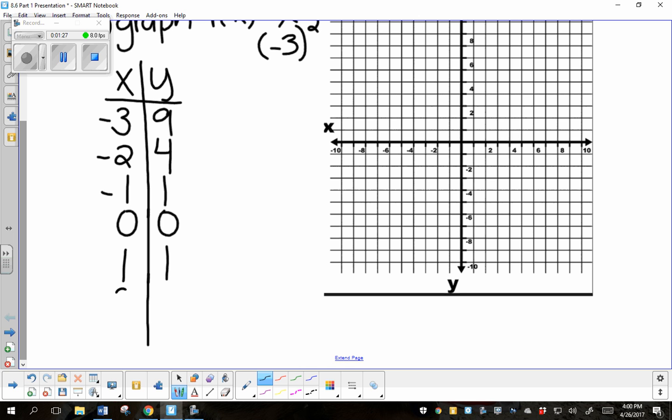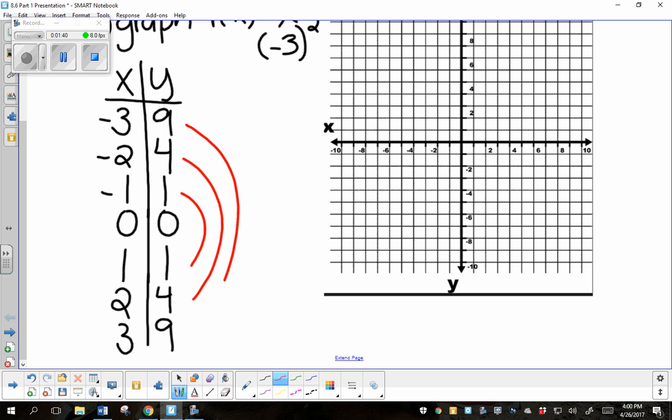We're going to go all the way up to +3. So if x is 2, that means we're doing 2 squared. That's 4. And if x is 3, that means we're doing 3 squared. That's 9. So one thing I want you to notice is if you look at these numbers, they kind of mirror each other. It's the same on each side. So just notice that and be aware that that's going to happen in these quadratic functions because it's always going to be symmetrical. So let's plot those points.